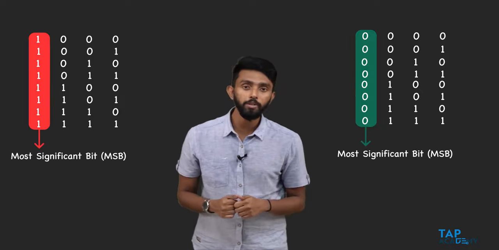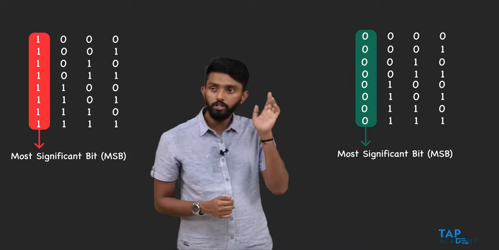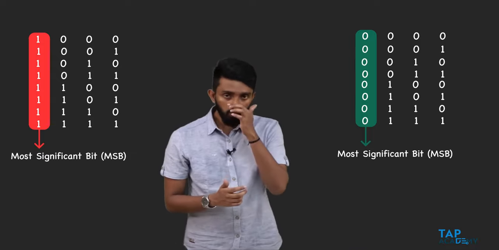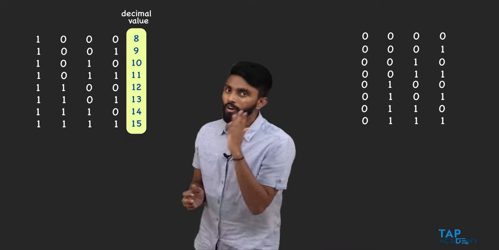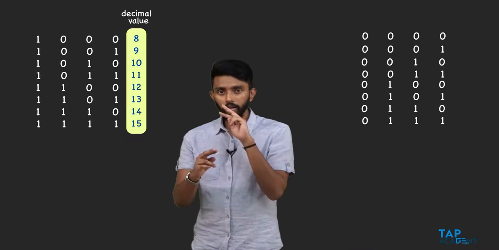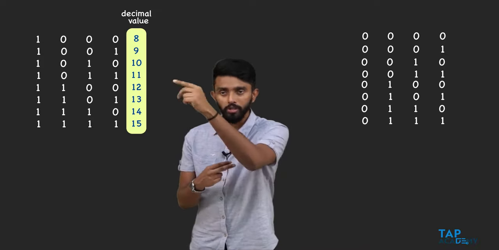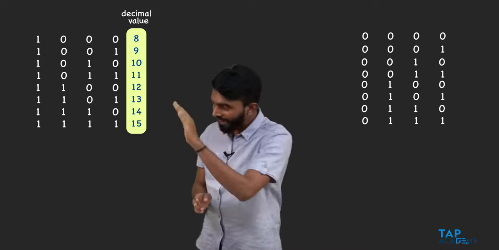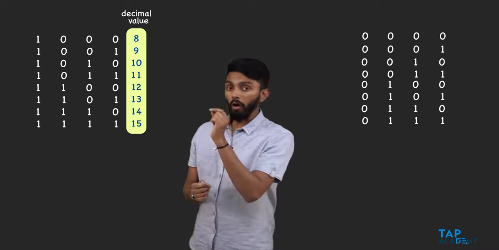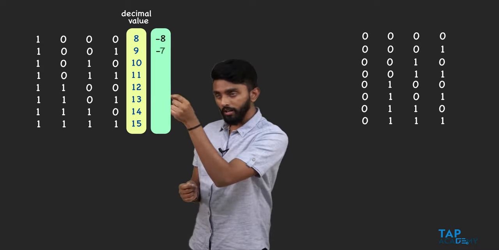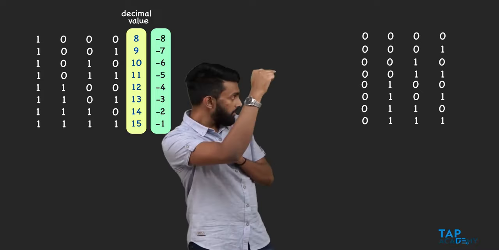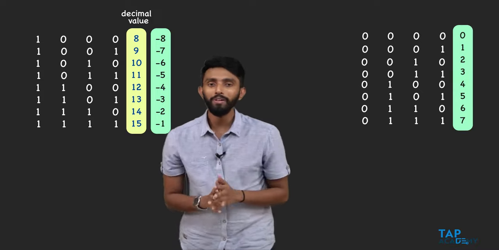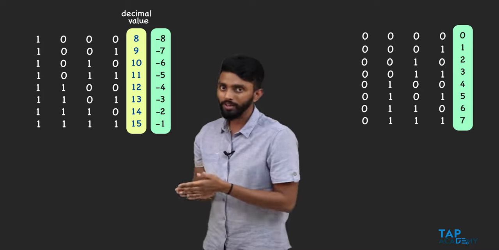And I'm marking the MSB for both. As you can see, it is 0. As you can see, it is 1. Right now, it is 8, 9, 10, 11, 12, 13, 14, 15. Those are the values, right? If you take any of the binary values and convert it into decimal, you will get the same value. But I don't want 8, 9, 10, 11, 12, 13, 14, 15. I want it in such a way that I'll get minus 8, minus 7, minus 6, minus 5, minus 4, 3, 2, 1, then 0, 1, 2, 3, 4, 5, 6, 7. That I want. I hope you're able to think. And that's the right way to represent negative numbers.